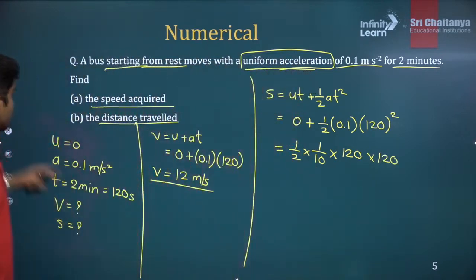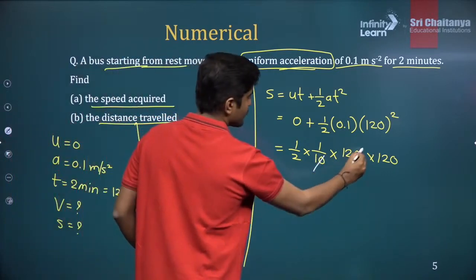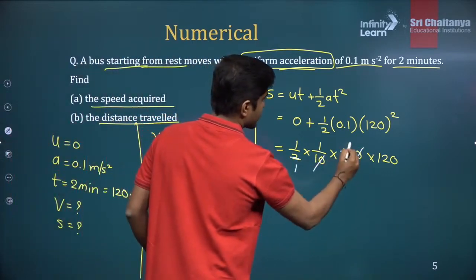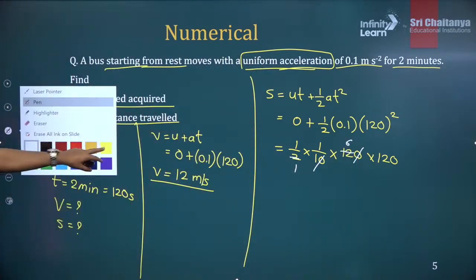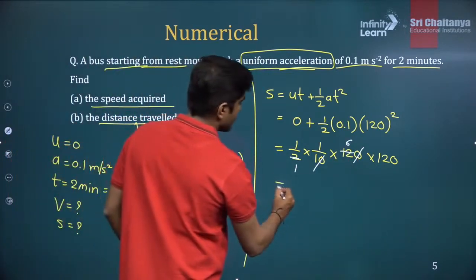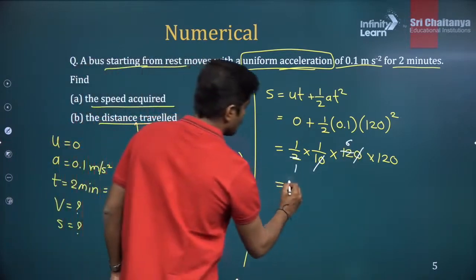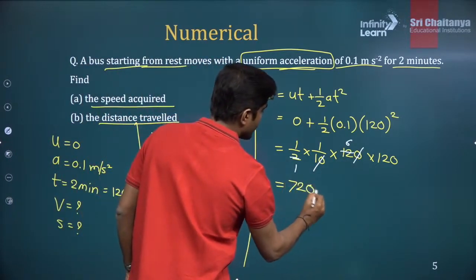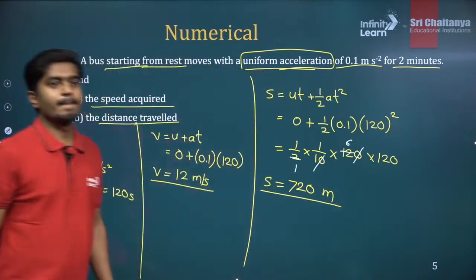Yes. So here, let's simplify further. You can cancel these zeros. So 2 into 6. So what should be the answer? 12 into 6 is 72. 720, these many meters. So that is the distance traveled.